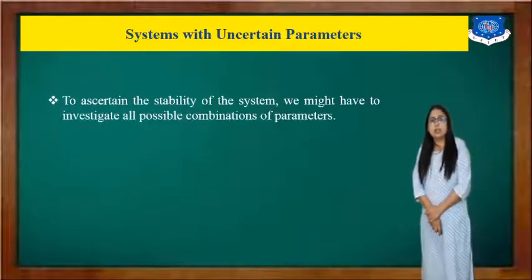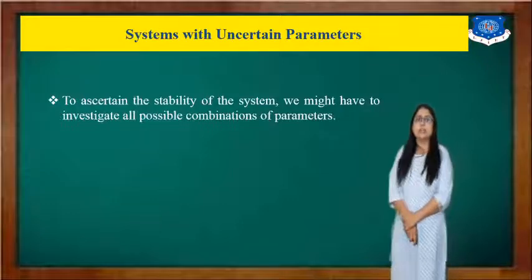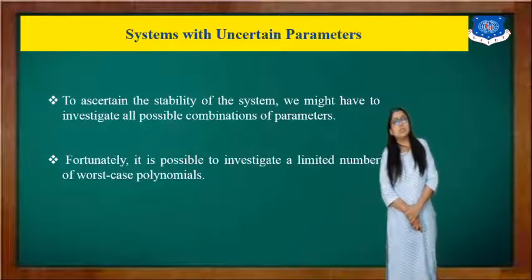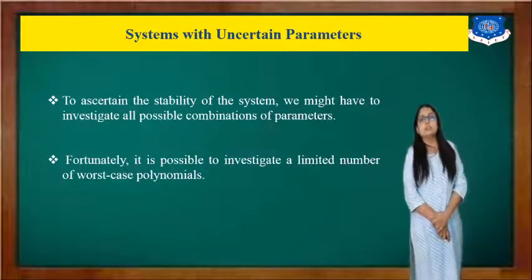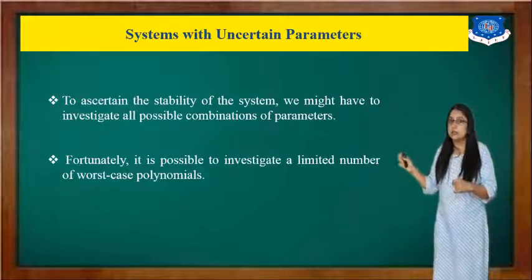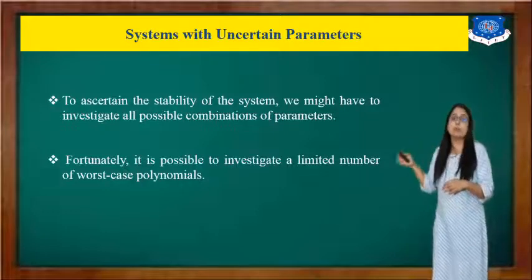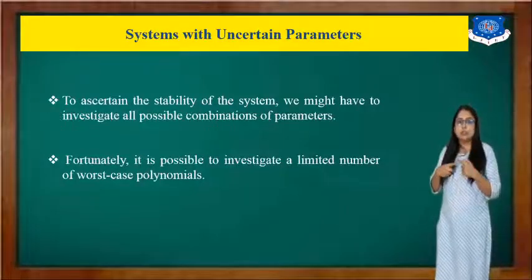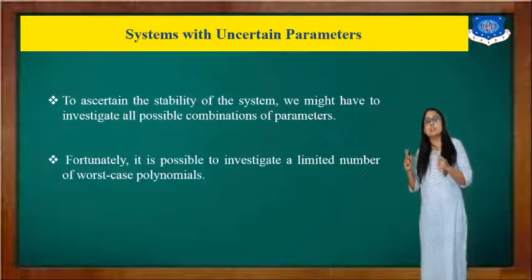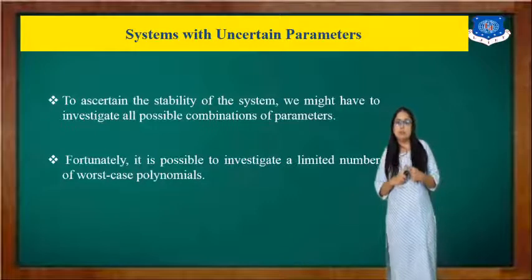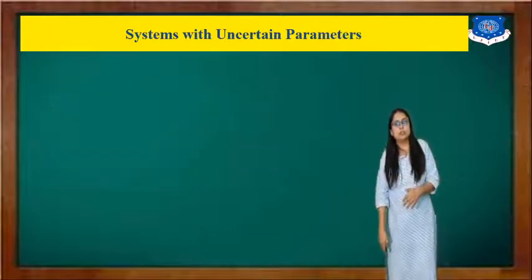So, to ascertain the stability of the system, we might have to investigate all possible combinations of parameters. Fortunately, it is enough to investigate a limited number of worst case polynomials. Right? Whatever the different parameters present in the system, you would have to analyze each and every parameter, but that is physically not possible. So what will we do? We will investigate the limited number of worst case polynomials. And there are already predefined polynomials that you can use. Based on the order of the system, you have some set of polynomials.